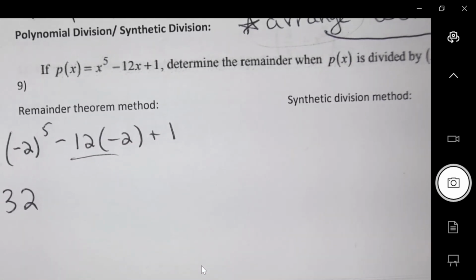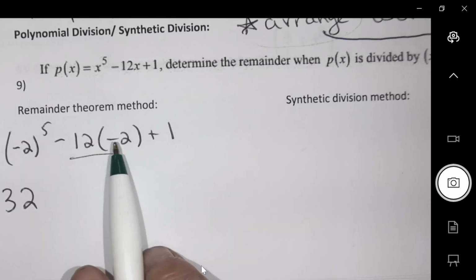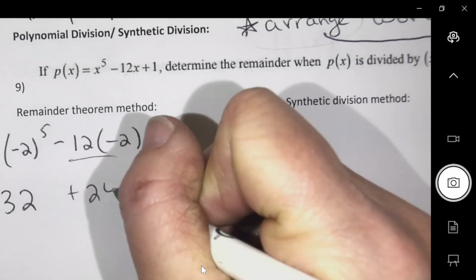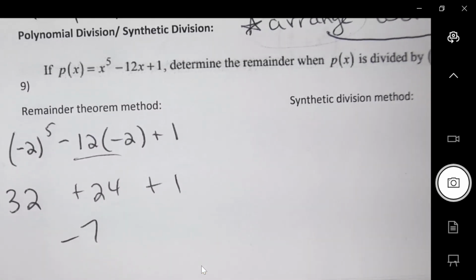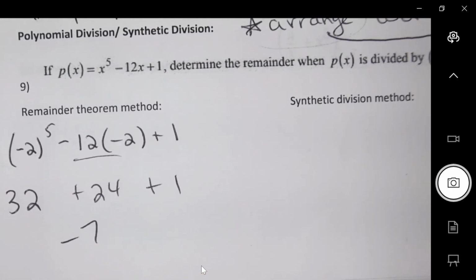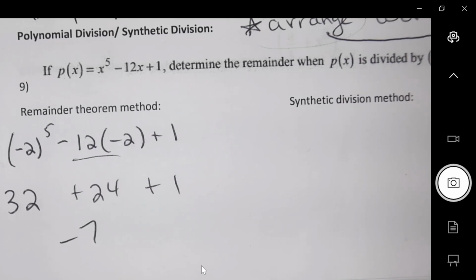What's this? We can do it. Plus 24 plus 1 is -7. Okay. So the remainder is -7. So if I asked you a follow-up question, is -2 an x-intercept? No, because the remainder is not 0.